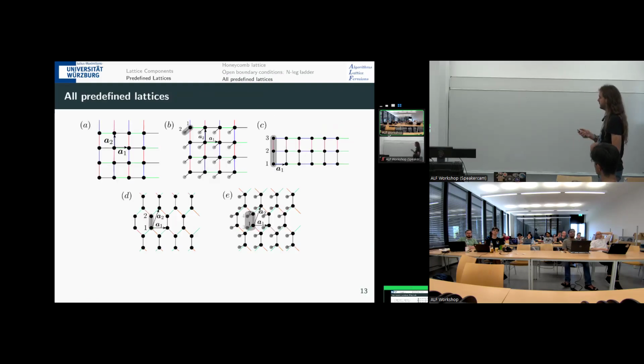Yeah. And that's basically it. So here's just another overview of our predefined lattices. Here, square lattice, bilayer square, the n-leg ladder, honeycomb, and bilayer honeycomb.